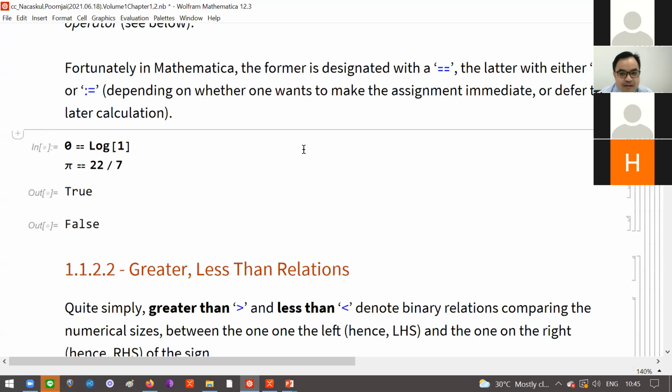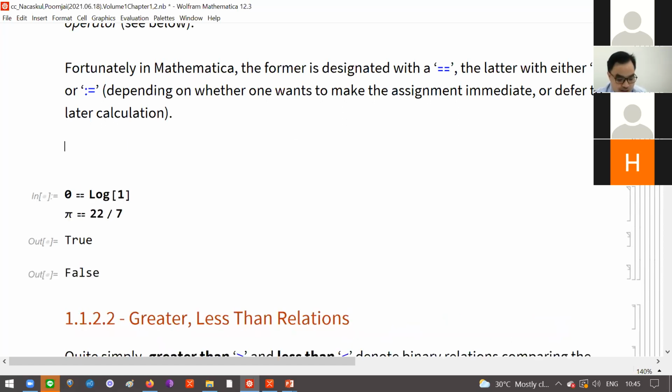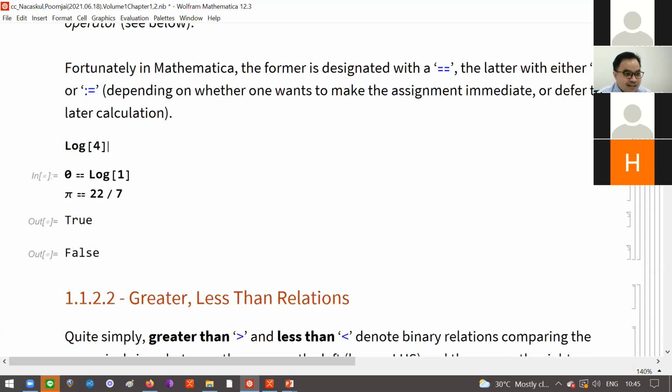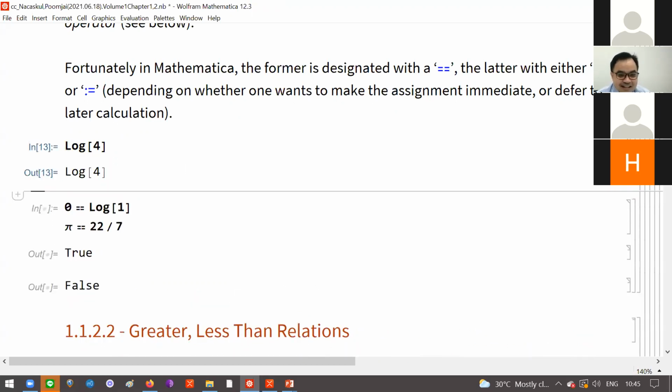Okay. So if I want something, let's say you want to calculate log of 4. Okay, enter. Actually, it sounds like it doesn't know what it's doing. You want the value, it doesn't give you this. The reason is because this is a more precise definition. Once you turn it into a real number, it loses precision.